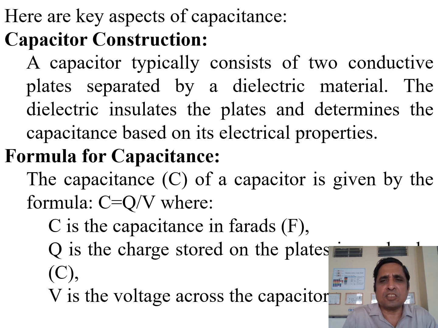A capacitor typically consists of two conductive plates separated by a dielectric material. So the dielectric insulates the plates and determines the capacitance based on its electrical properties. So the formula for capacitance is C equal to Q by V, where Q is the charge developed and V is the voltage applied. So how much charge or energy is stored in the capacitor, that is measured by Q, whereas the V represents the voltage applied. So the ratio of charge stored to the voltage applied defines the capacitor.